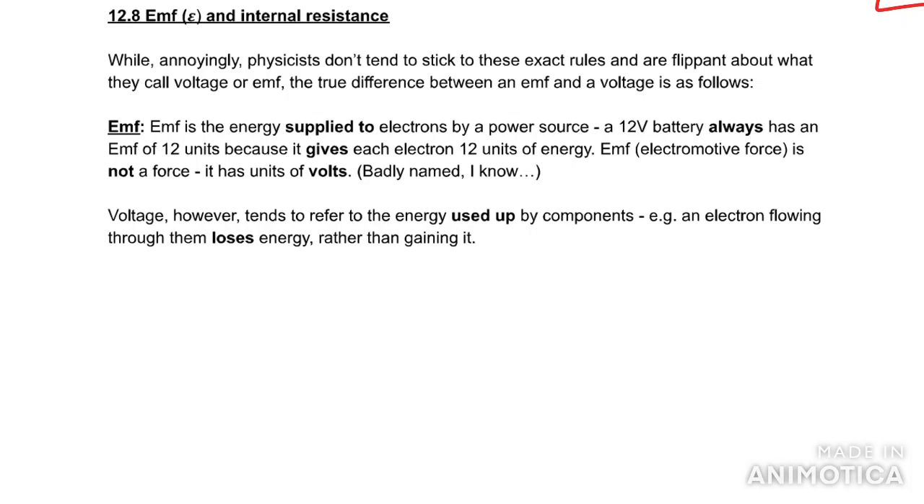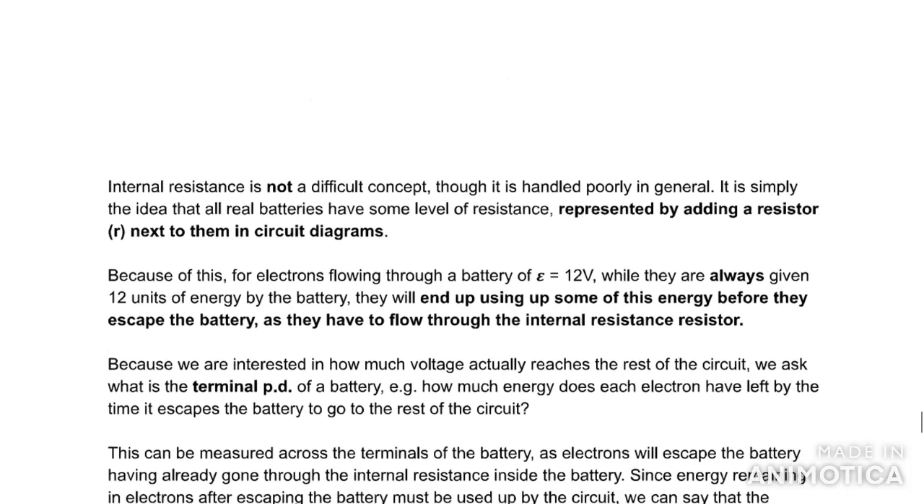For example, a 12-volt battery always has an EMF of 12 units because it gives electrons 12 units of energy. Voltage tends to refer to energy used up by components. So EMF is energy given, voltage is usually energy taken away. They don't tend to stick to this very well, so don't get confused if they're not exact about these, but that's really what's actually going on.